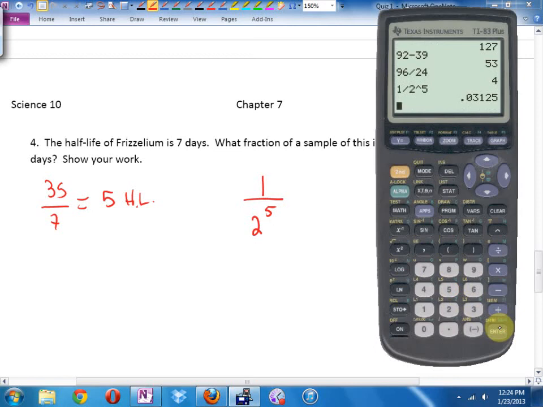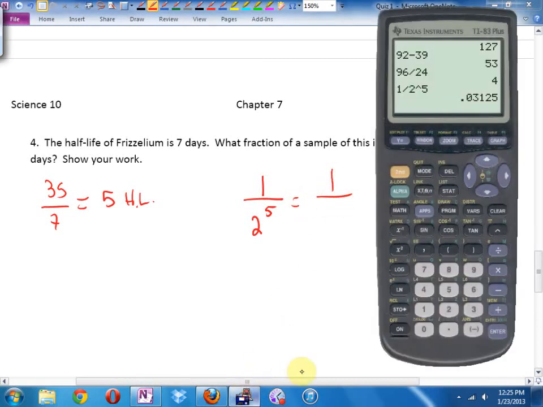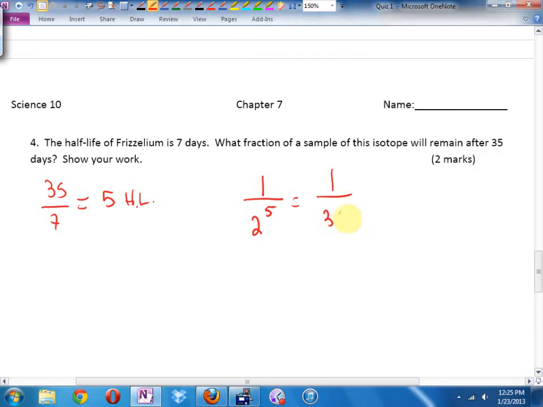Now, I will accept that number on this quiz, and I will accept that number on your test. The only issue is the provincial exam being multiple choice. They might not have that number to pick from. They might only have the fractions to pick from. How can I get this as a fraction? It's 1 over, I can actually just go 2 to the 5th, 2 times 2 times 2 times 2 times 2, and it turns out it's 1 over 32.